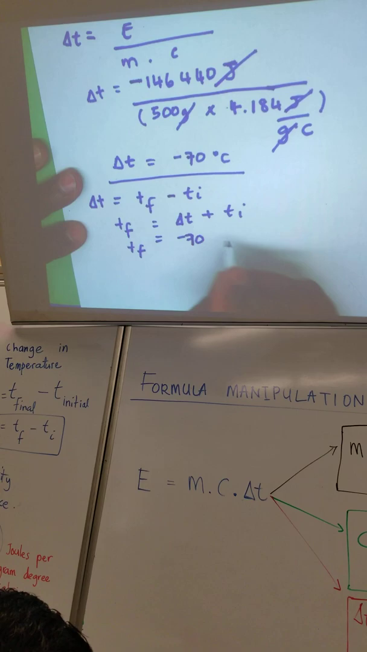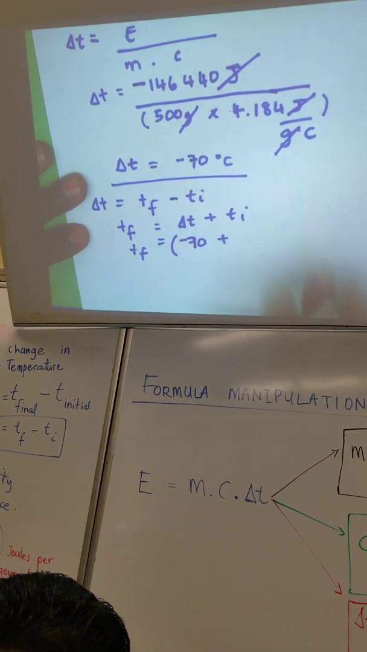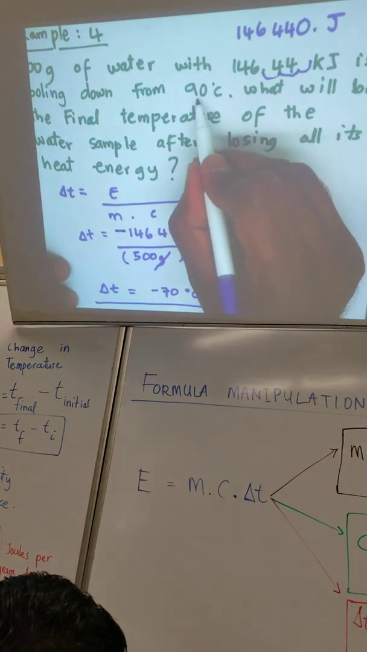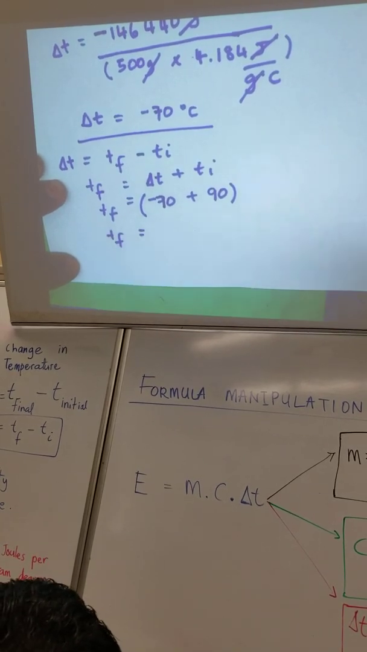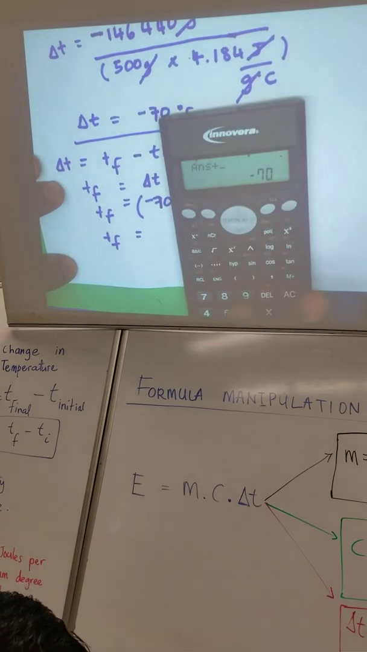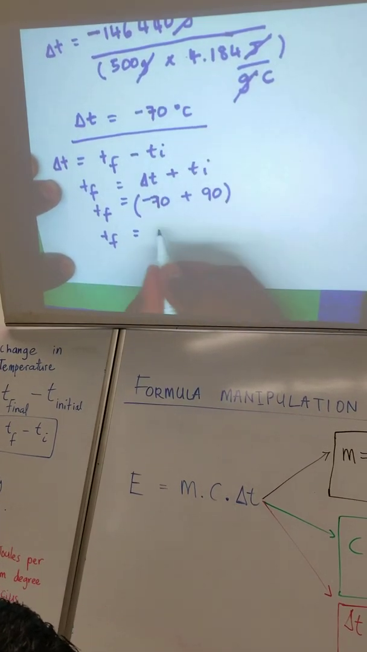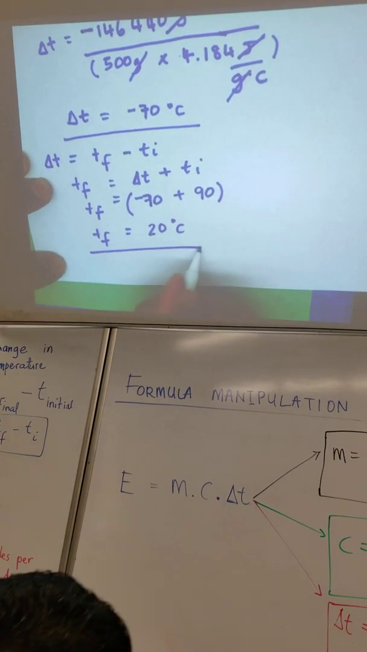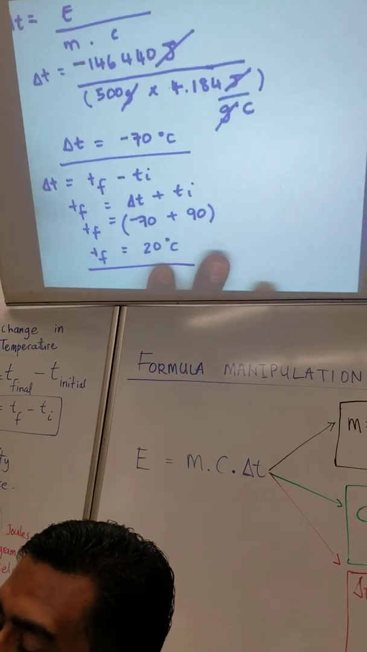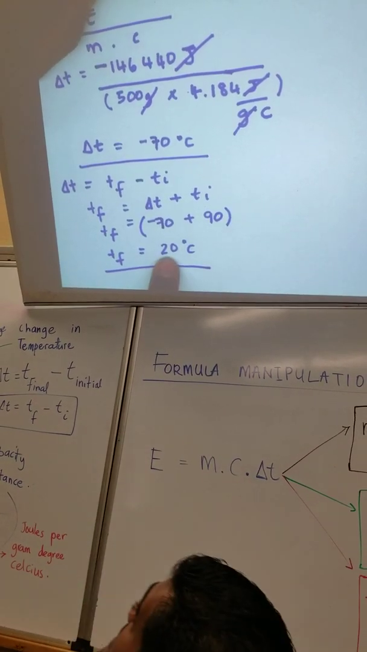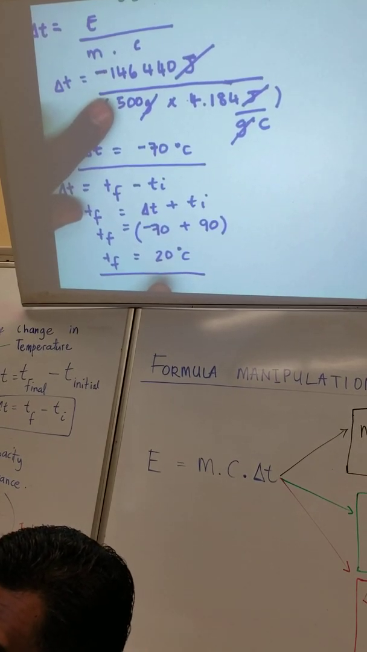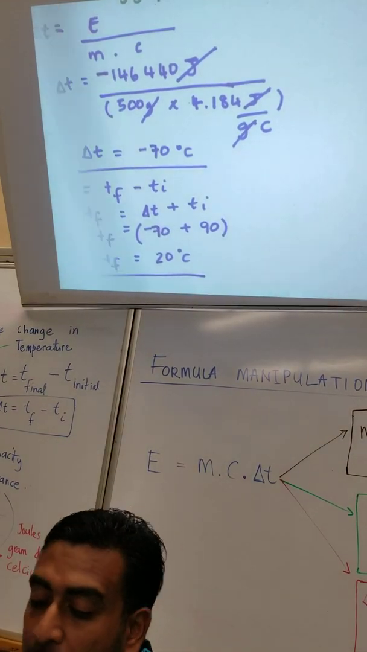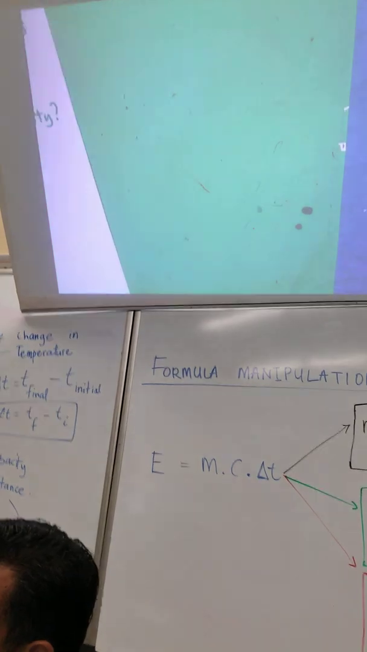We got a negative 70 plus initial temperature. Given in the question, it was cooling down from 90 degrees. So that becomes our initial temperature, positive 90. So our final temperature would be negative 70 plus 90, which we get as 20 degrees Celsius. So that is what our final answer is. So this question shows us that 500 grams of water is cooling down from 90 down to 20 degrees Celsius after losing 146,440 joules.